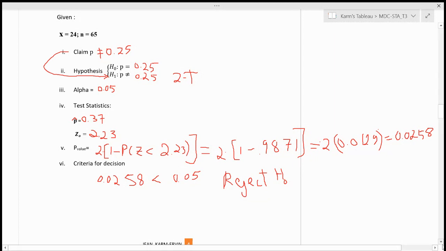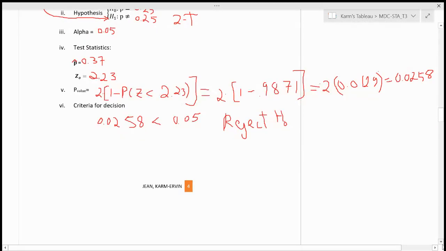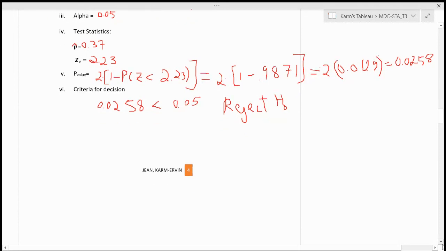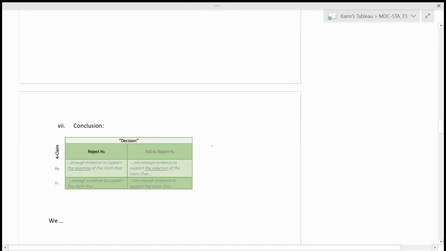So Nancy, do you have a question? I don't see you wrote anything. So we say the claim is with H1. Can you reject H0? That will be your conclusion. We have enough evidence to support the claim.